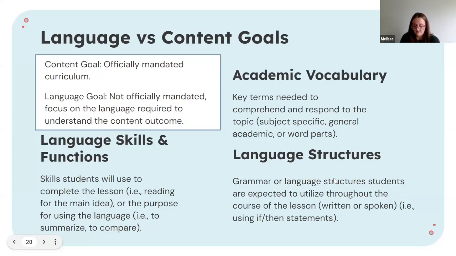Next is language skills and functions. These are skills that students will use to complete the lesson, such as reading for the main idea or the purpose for using the language. These are skills such as summarizing and comparing. Finally, there are language structures, which focus on grammar or language structures that the students are expected to use throughout the course of the lesson, whether it be written or spoken. Something like this could be using if-then statements. Creating language outcomes to complement your learning outcomes is an essential step in implementing ILCI.